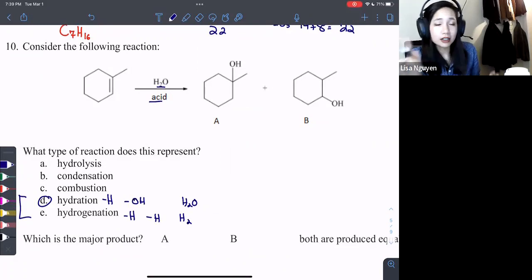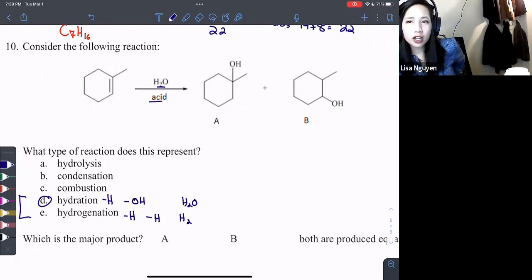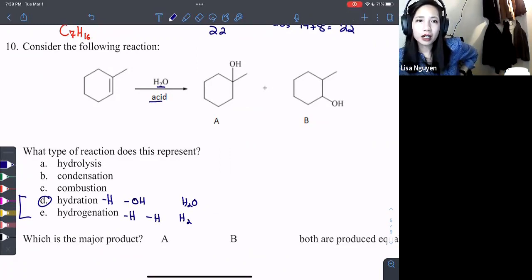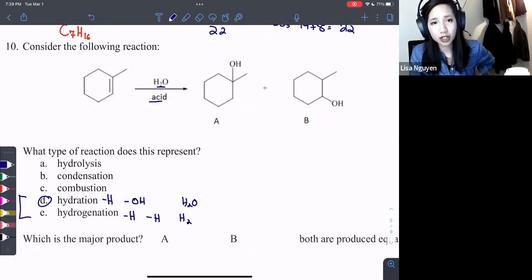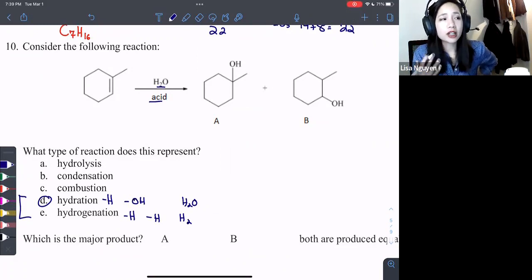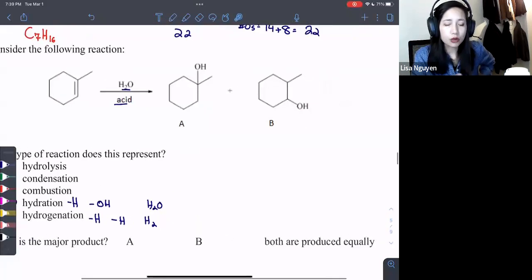Also, what's kind of the tip here is we're talking about major products. We only really talk about major products if it's a Markovnikov product or not, right? Where the hydrogen goes where there's already more hydrogens. That's only associated with hydration because we're adding two different groups to it. So there's another tip into knowing that this is a hydration reaction. There is no Markovnikov product in hydrogenation because we're adding the exact same group across the double bond.